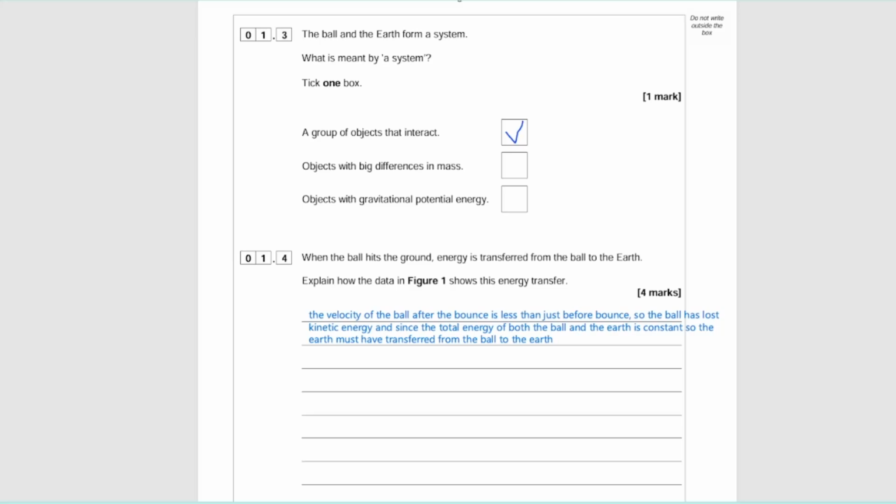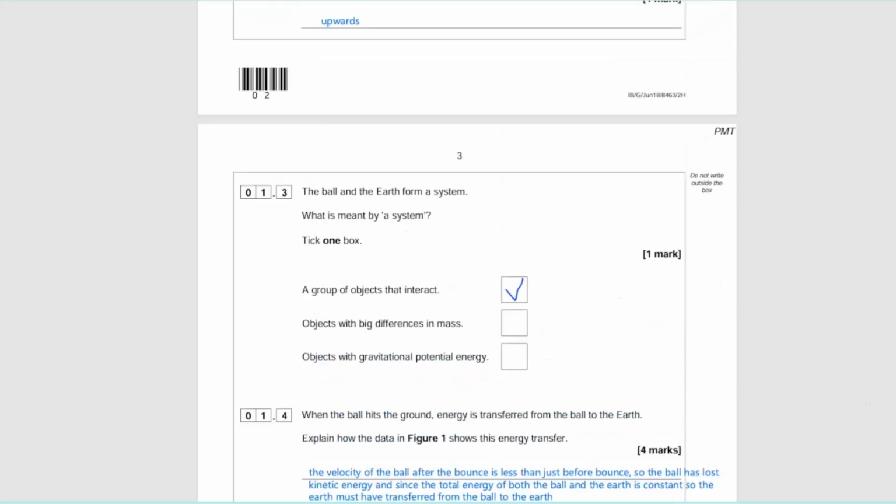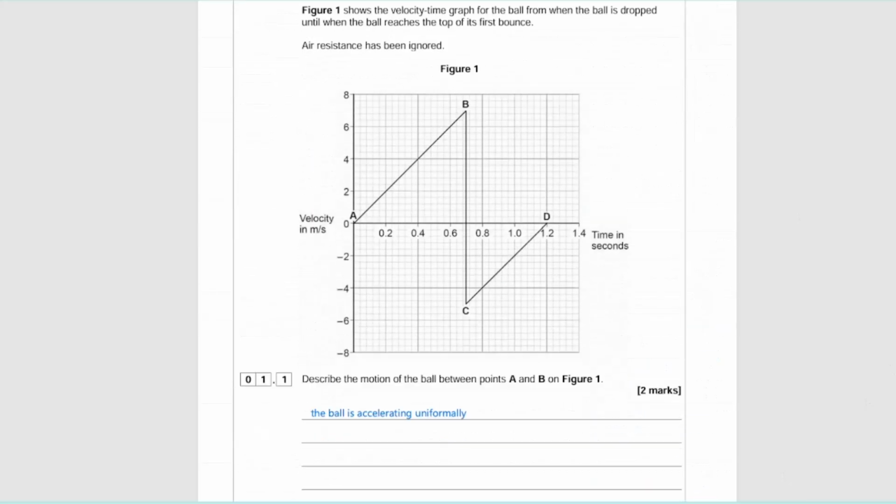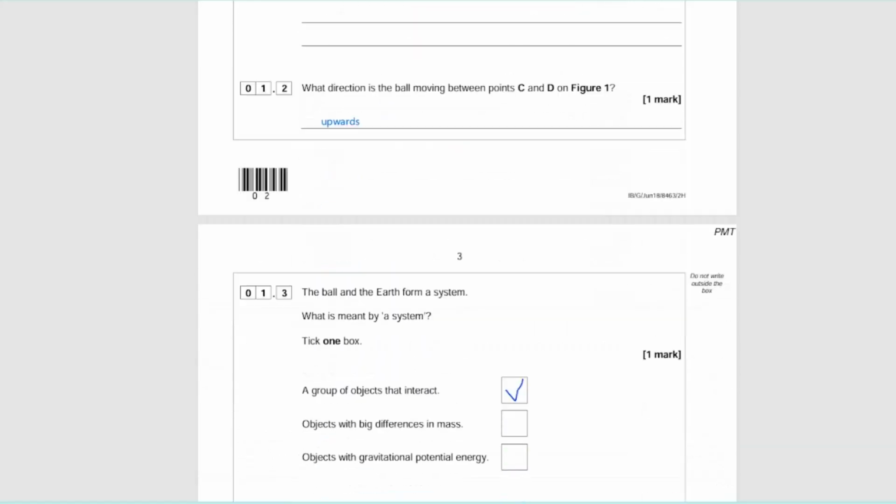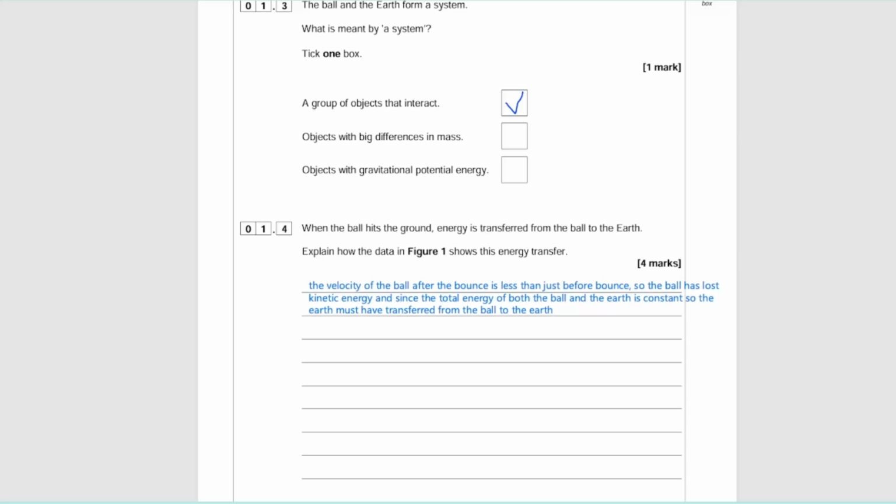When the ball hits the ground, energy is transferred from the ball to the Earth. Explain how the data in figure 1 shows this energy transfer. And this is due to the speed of the ball after the bounce being less than the speed before. As you can see, before the bounce, the magnitude of the speed was 7 meters per second. And after the bounce, the magnitude of the speed is 5 meters per second. With this showing that the ball has lost kinetic energy.